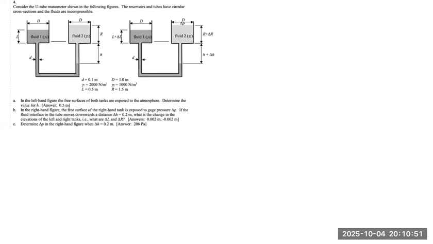So before we jump into this problem, we have to know what gamma 1 and gamma 2 mean. And those are usually symbols for specific gravity. And what is specific gravity, you might ask? Let's go and look at a definition.